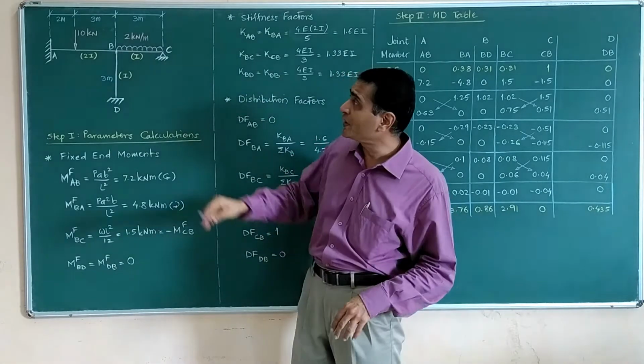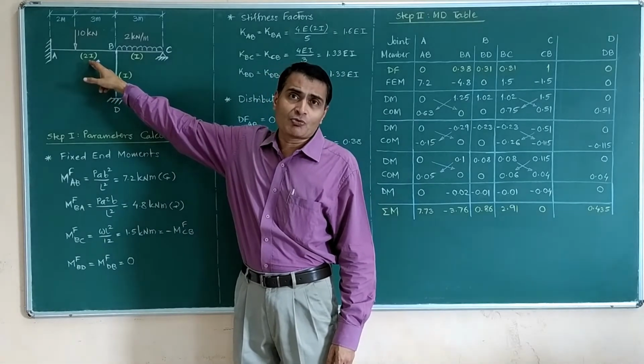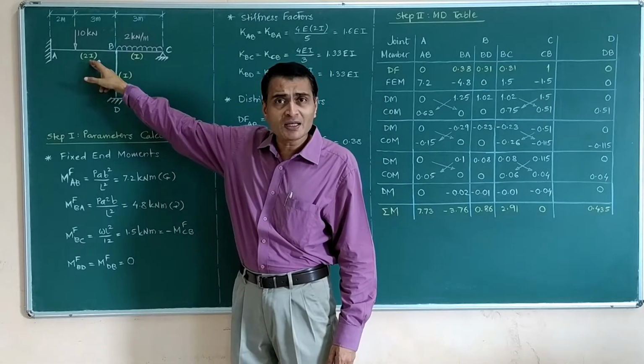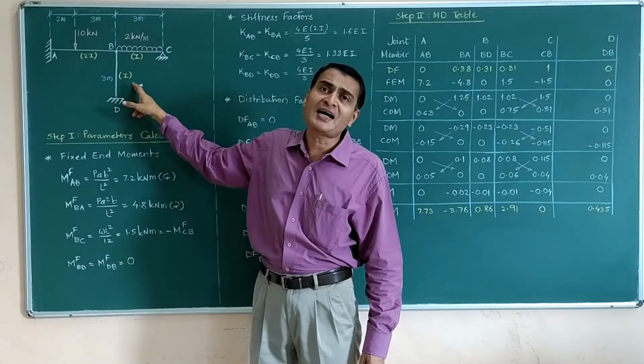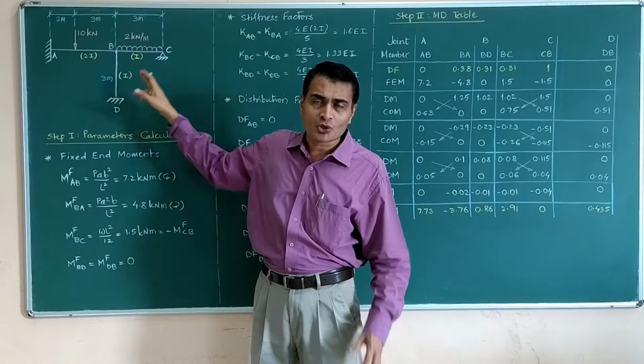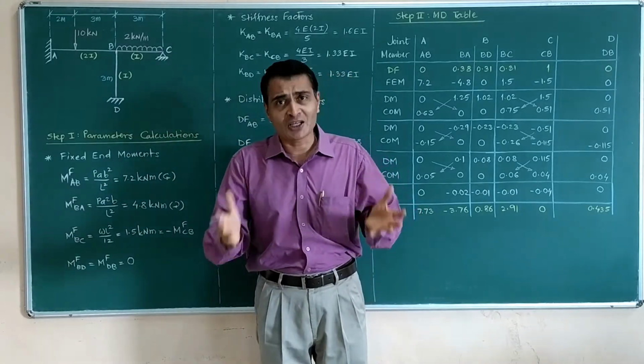One more important point: the second moment of area for portion AB is 2I, and for BC and BD it is I each. So taking all these things into consideration, now we have to start with the analysis.